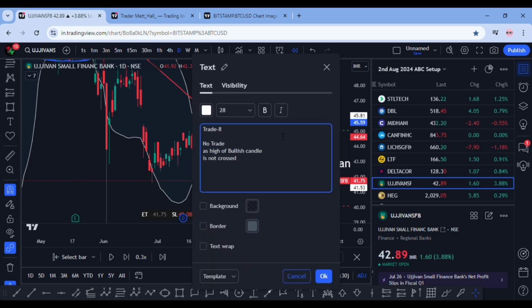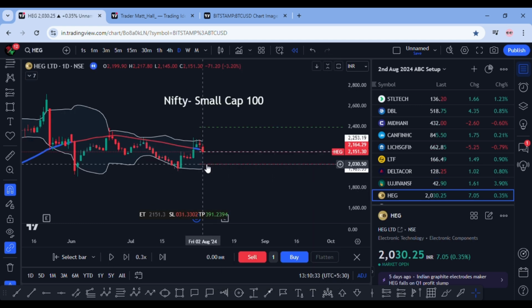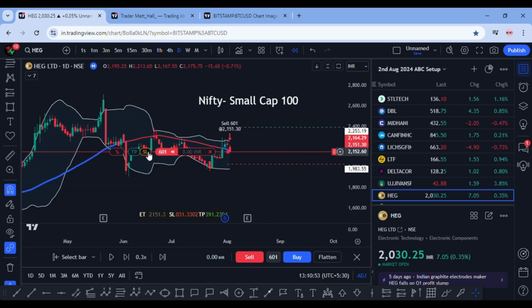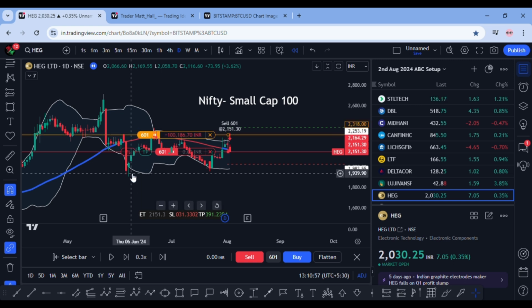Our ninth prediction was HEG Limited. Let's analyze this trade setup and see if it meets our ABC strategy conditions. We'll evaluate the chart and indicators to determine if there's a valid trading opportunity here. This is also a short setup. Let's sell the HEG with 1 to 2 risk-reward ratio.